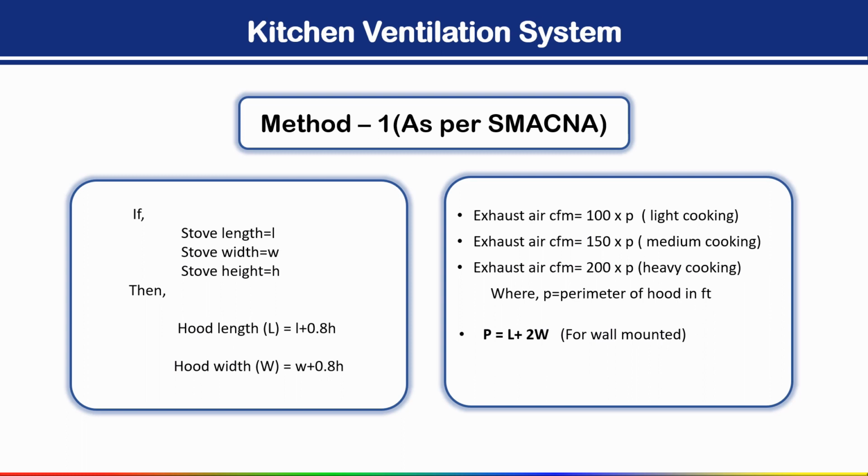Now if you are using a wall mounted type of hood, how can you calculate the perimeter of the hood? Simple: P is equal to the length of the hood plus 2 into the width of the hood. And if it is an island type of hood, the perimeter formula is 2L plus 2W.